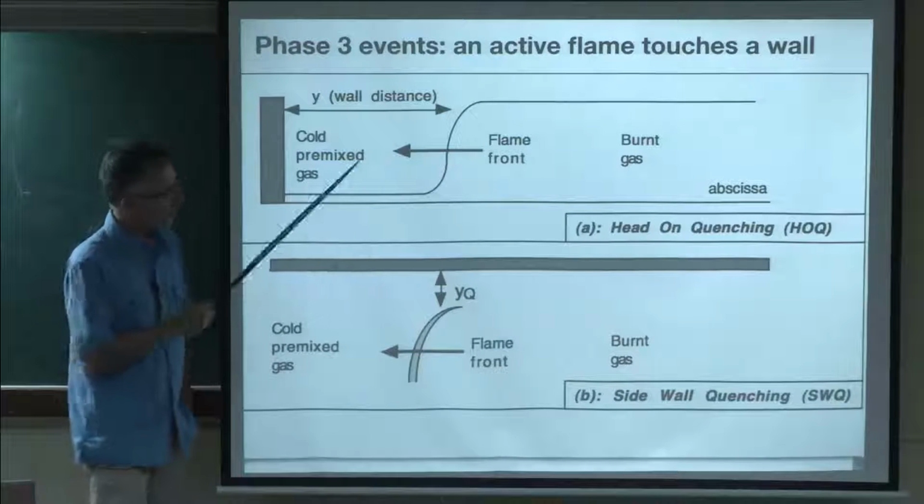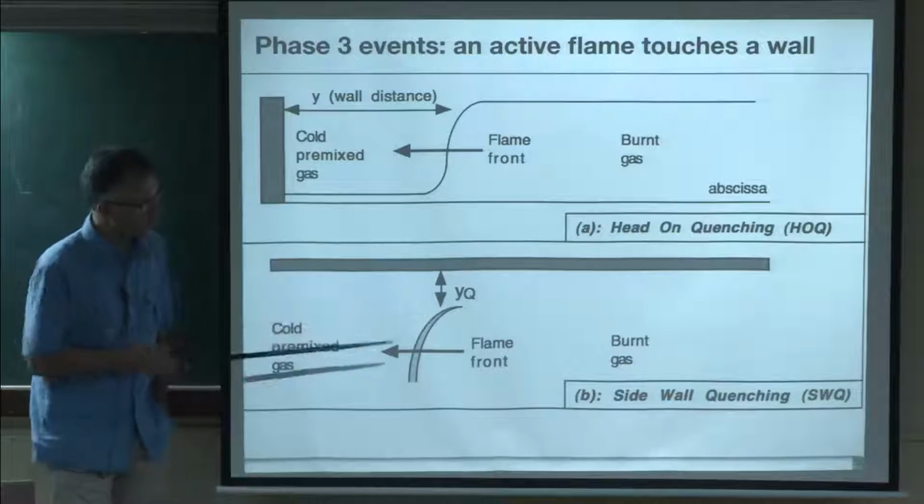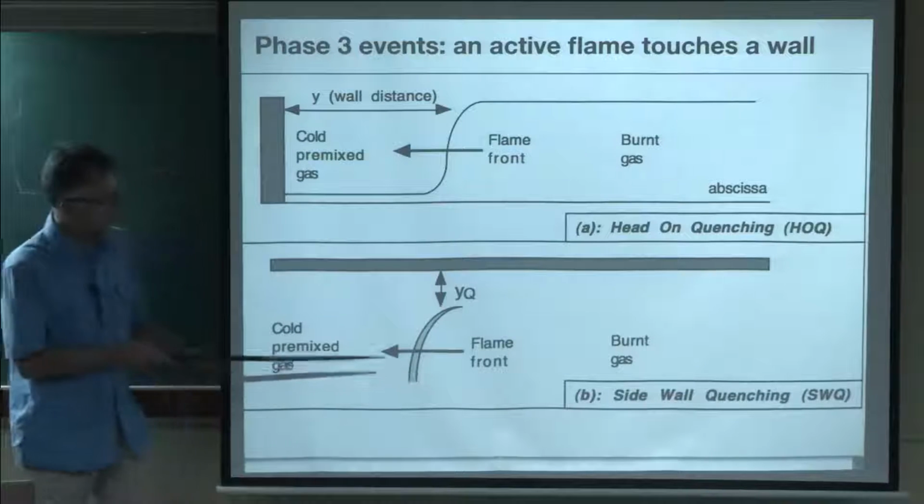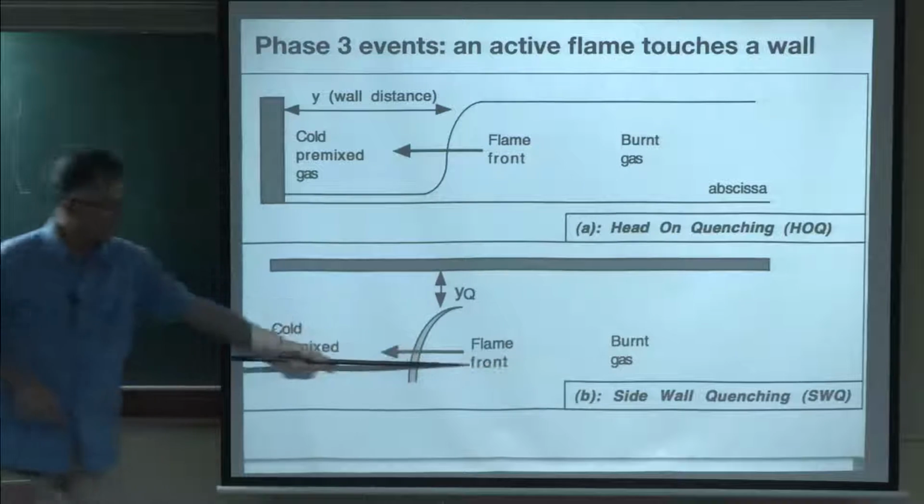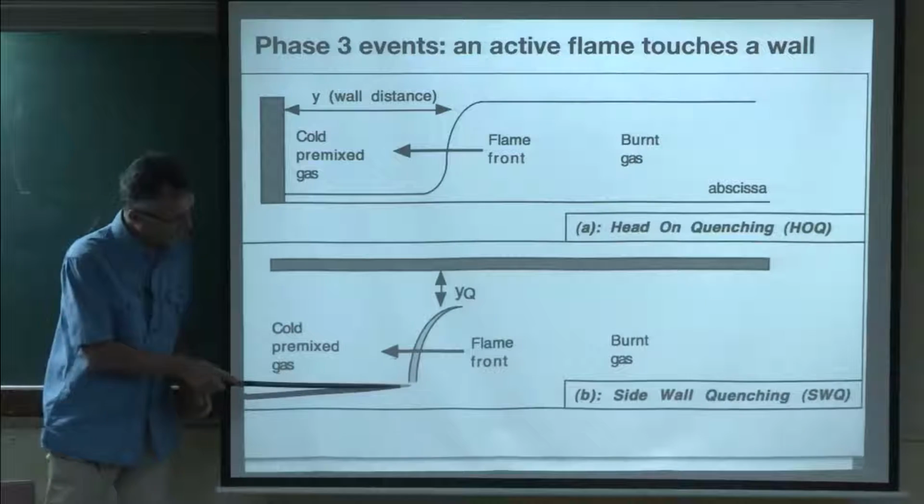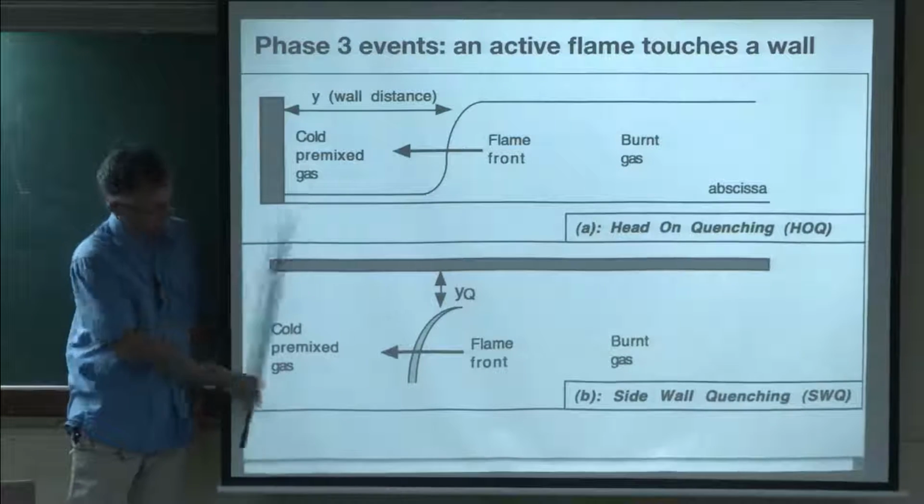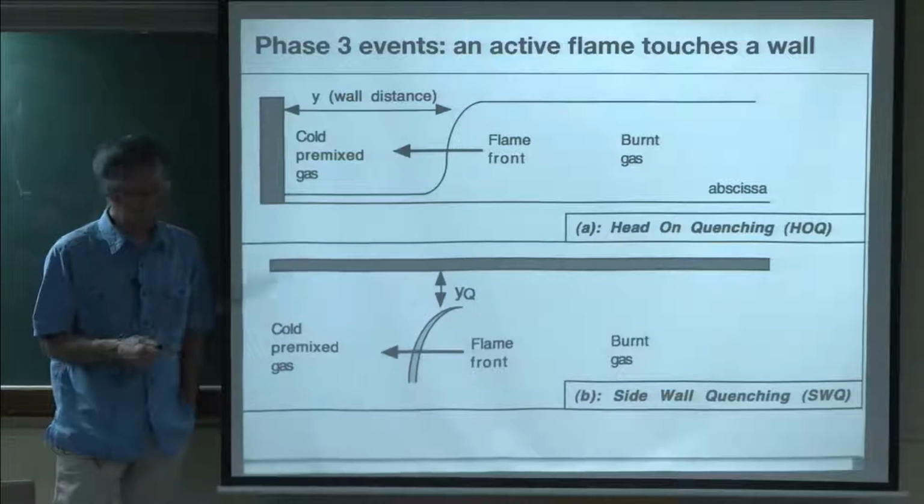Now you have a second problem, which is a little bit more complicated, which is called sidewall quenching. In that case, the flame moves in a tube, and it's moving in this direction, and the wall is here, not here. This is why we call it sidewall quenching.